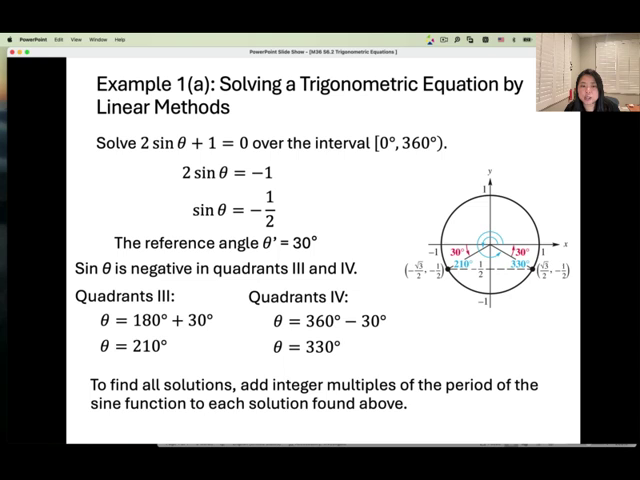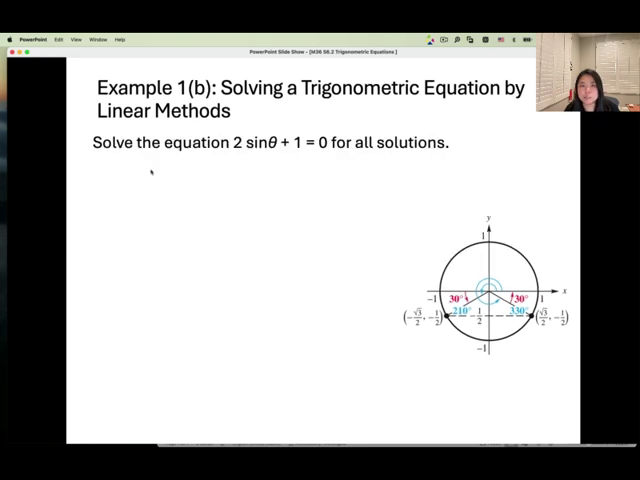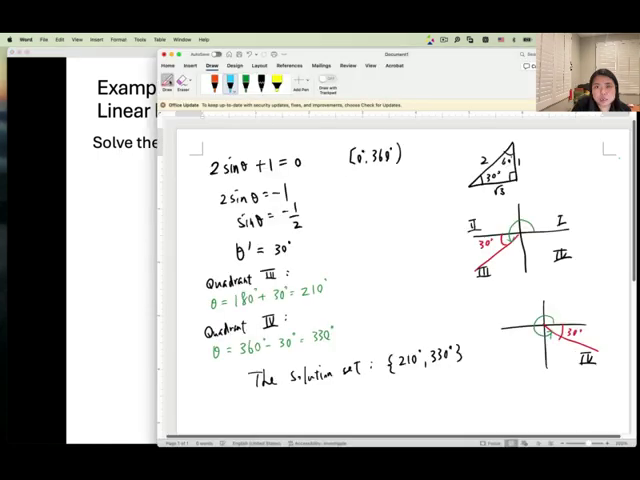If we want to find all solutions, we can add integer multiples of the period of the sine function to each solution found above. So that will be another example, 1b. We're going to do the same thing, but this time there is no restriction on theta. Instead of finding this, we want to find all solutions.